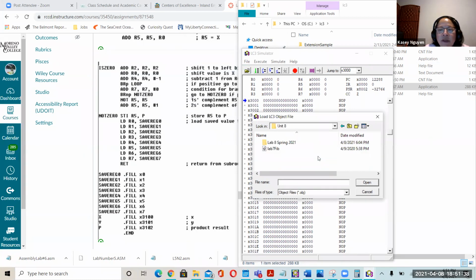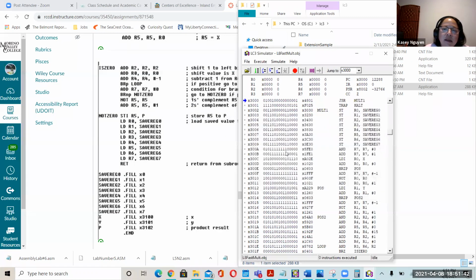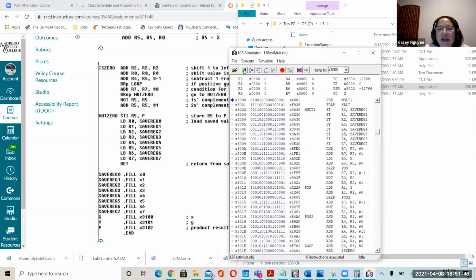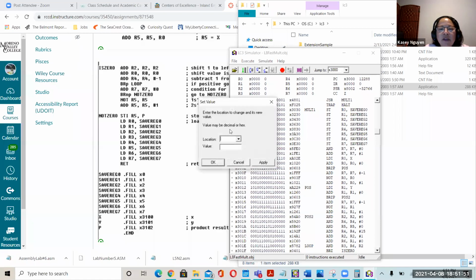Okay, and I put everything in a subfolder so I can find it quickly. Then what I want to do, before I run it, is set the value. So click the set value button. We're going to jump to hex 3100.